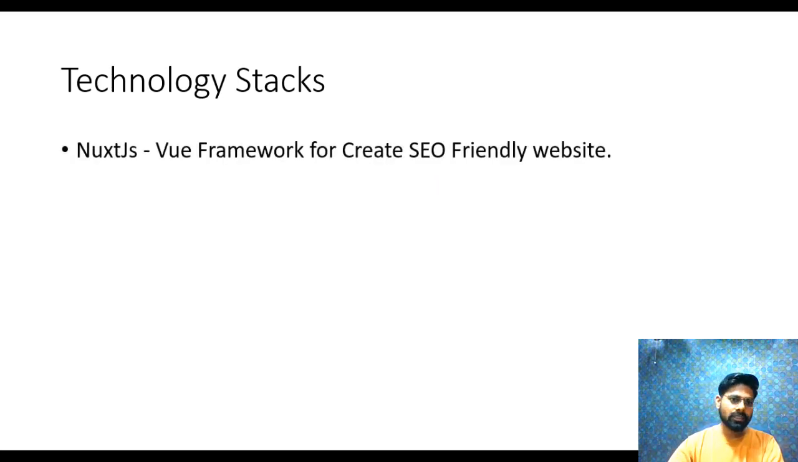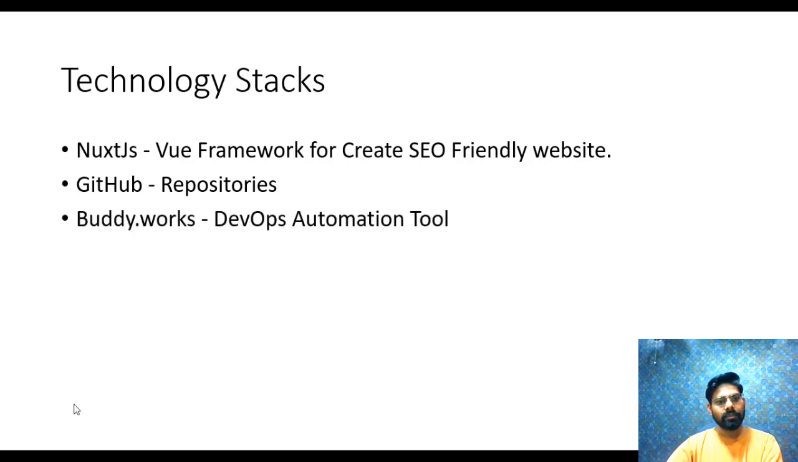This is the technology stack we are going to use. The first is NuxtJs, which is a Vue framework for creating an SEO friendly website. NuxtJs is very fast. There is no reload. It just pulls some data and shows it. Okay. The next is GitHub, basically for maintaining our repository. The second is Buddy.works, which is a DevOps automation tool. Next is cPanel based hosting. Okay, let's get started with this.